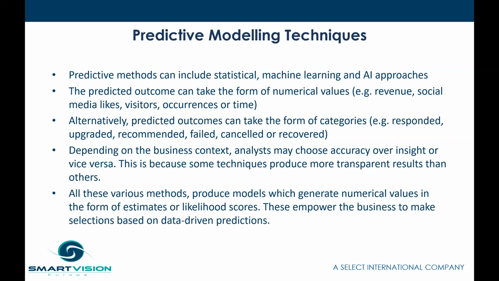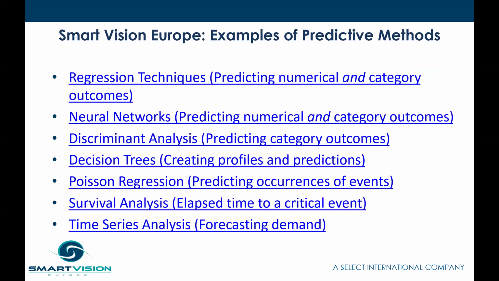Whereas if you go down another route, you might say, well, I get much greater insight here because it's a much more transparent model. I can see how it's working, but it means that you may be sacrificing accuracy. And we're going to choose one which gives a lot of insight, though it's not necessarily the most accurate modeling technique one could use. There are more accurate techniques, but it certainly delivers a lot of insight. That's the decision tree. But all these methods produce models which generate numerical values in the form of estimates or likelihood scores. And these numeric values empower the business to make selections based on data-driven predictions.